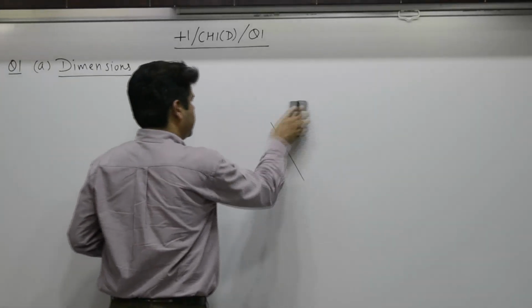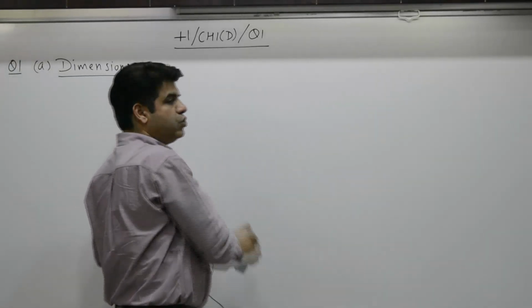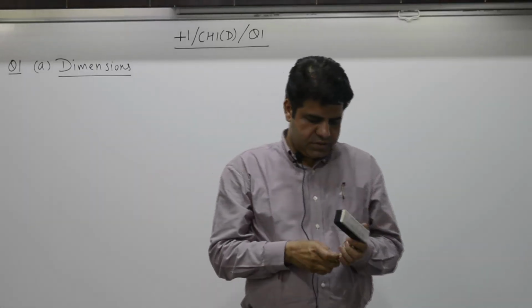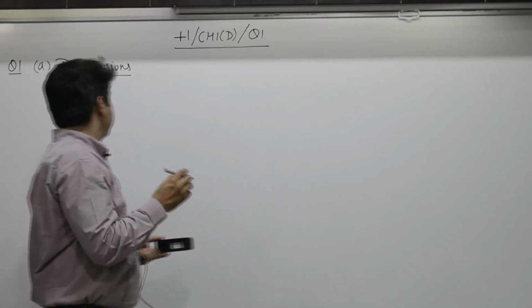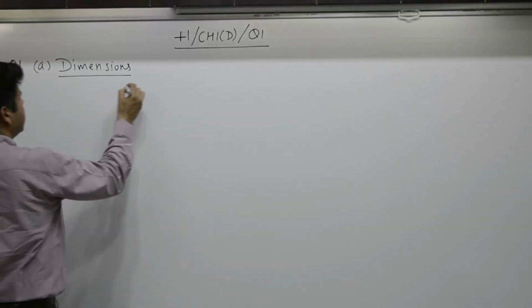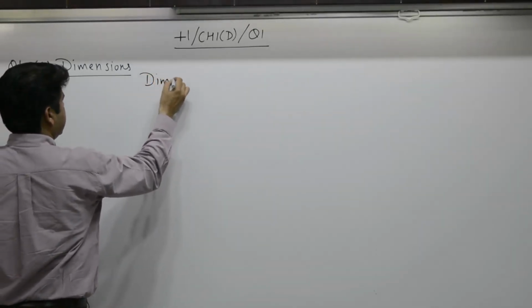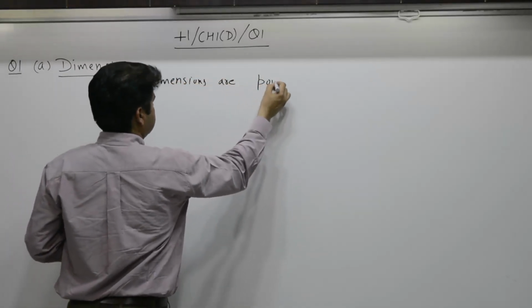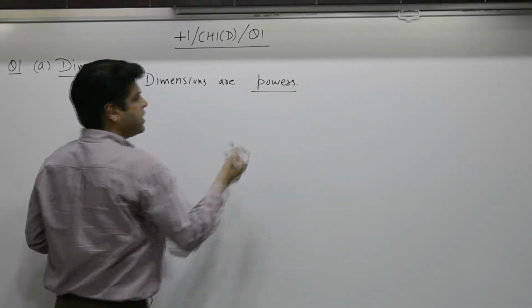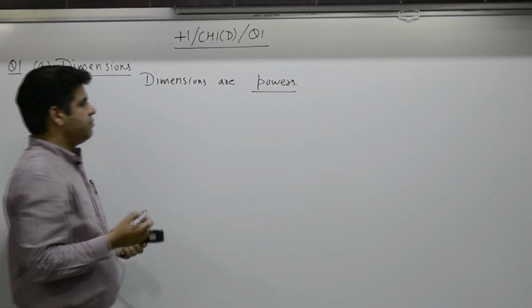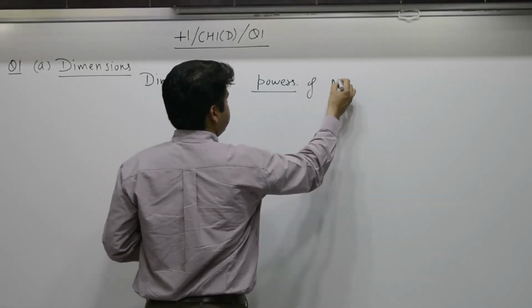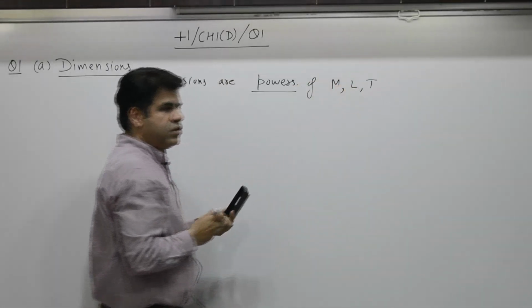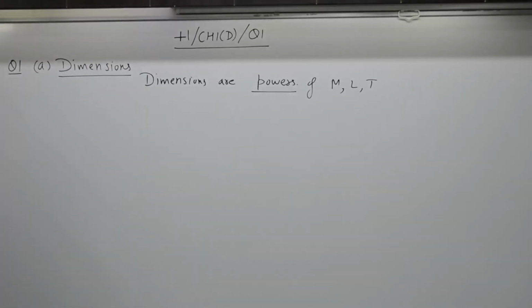Chapter 1D deals with what? Dimensions. Use of dimensions. So the first part, what we mean by the term dimensions. Dimensions are what? Yes. Dimensions are powers. Powers of what? Yes, powers of M, L, T. To which? Yes, first line. Dimensions are powers of L, M, T to represent a physical quantity.